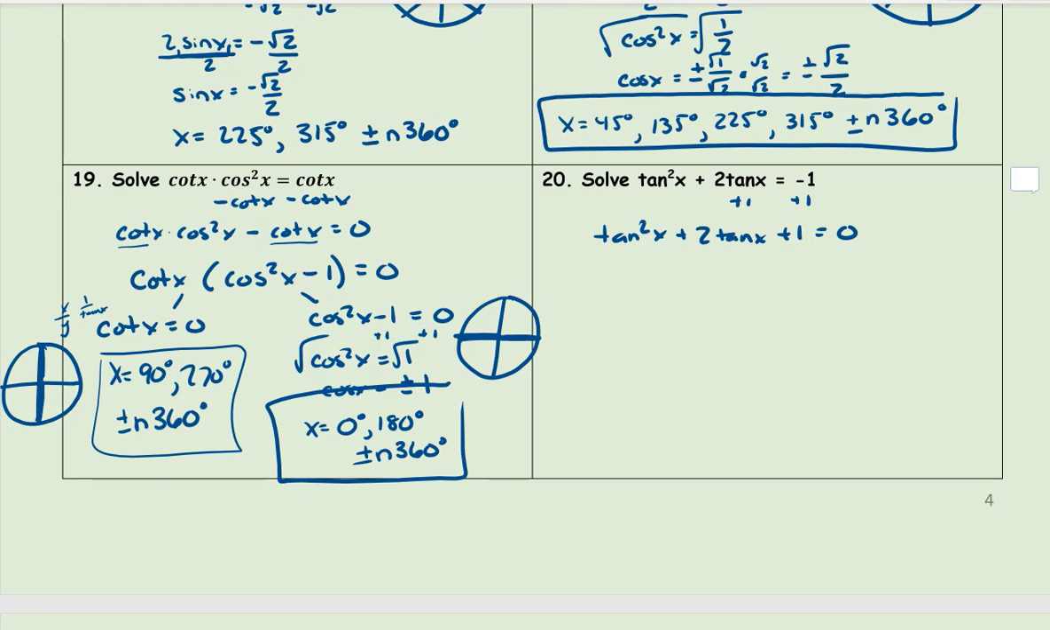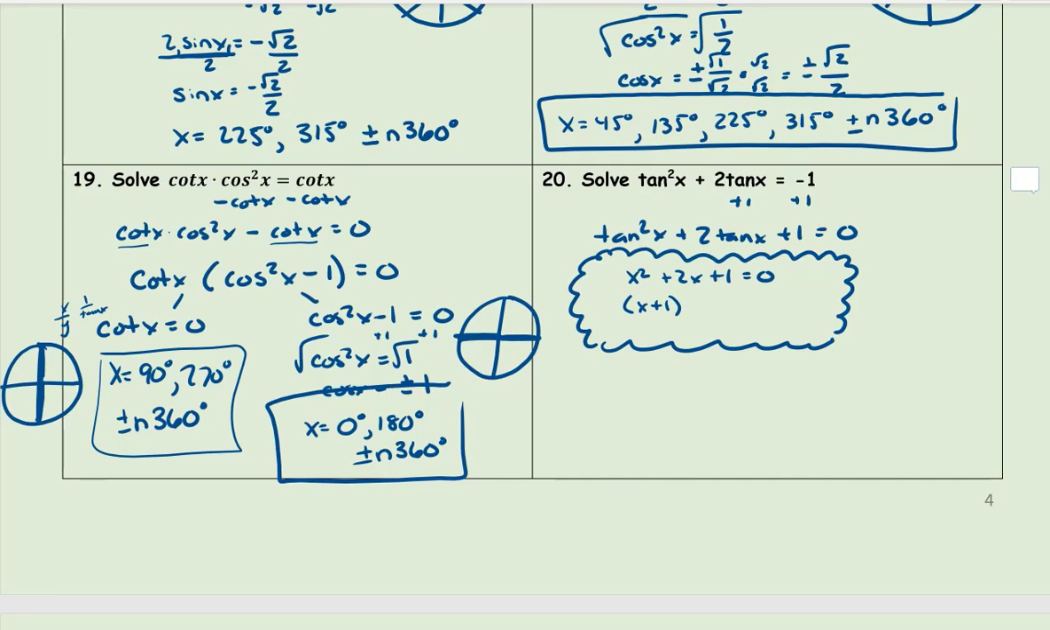Okay, so remember that when we were doing some other problems, we did something like this. Instead of tangents, we turned these into x's just for a moment, so you guys can see where the factoring is going to come in. So if we had x squared plus 2x plus 1, we know that this would just factor into x plus 1 times x plus 1. So what we're going to do is take that knowledge and see that this is going to factor into tan x plus 1 times tan x plus 1, which are the same thing.